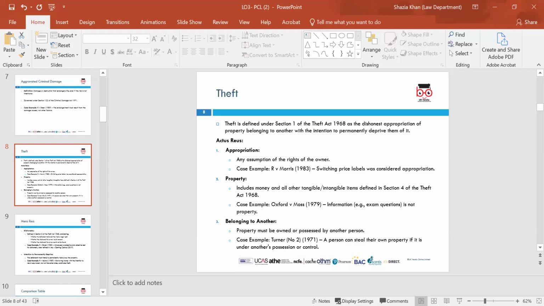A very famous case in regards to that is the case of Oxford v Moss, where a student accordingly could not be guilty of theft of the contents of an exam paper.